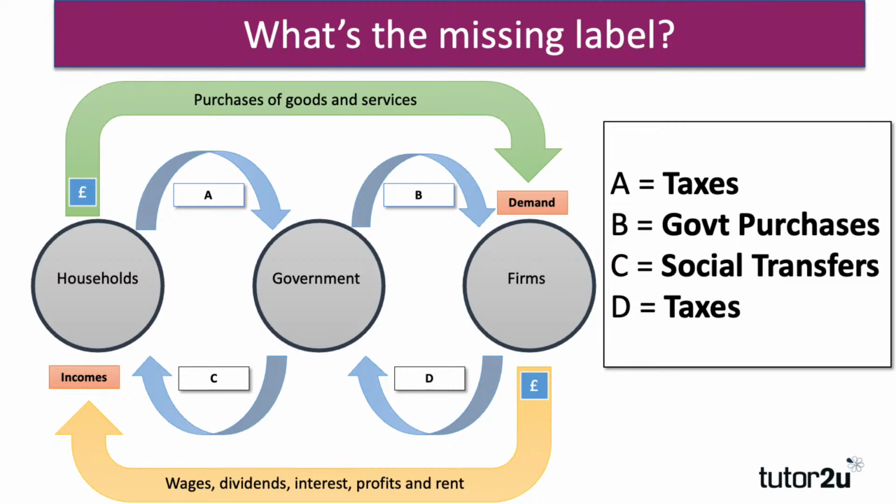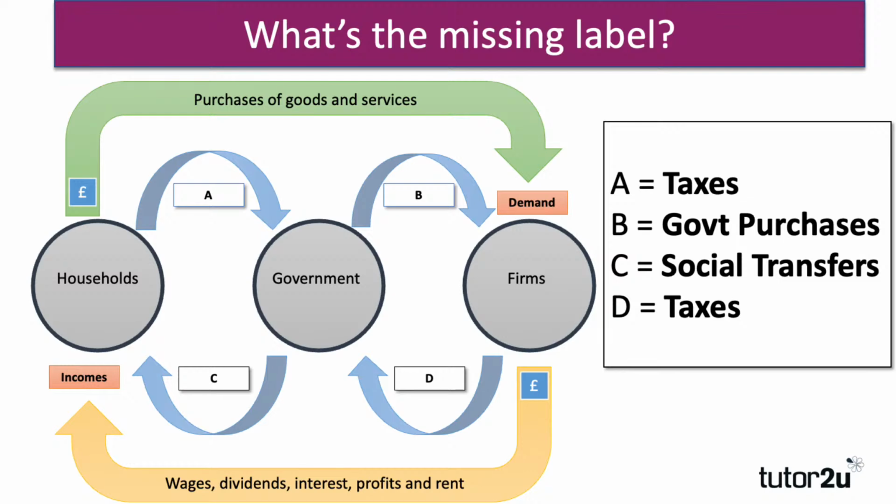Question B. So B is money that's moving from the government to firms. Now, we've had lots of different sorts of answers here. Government purchases is probably the most appropriate one for this one. So it's money that's moving to firms. So government purchase, this might be if the government, I don't know, is building a hospital and they need to buy some beds, then they need to buy those beds from somewhere, for example.